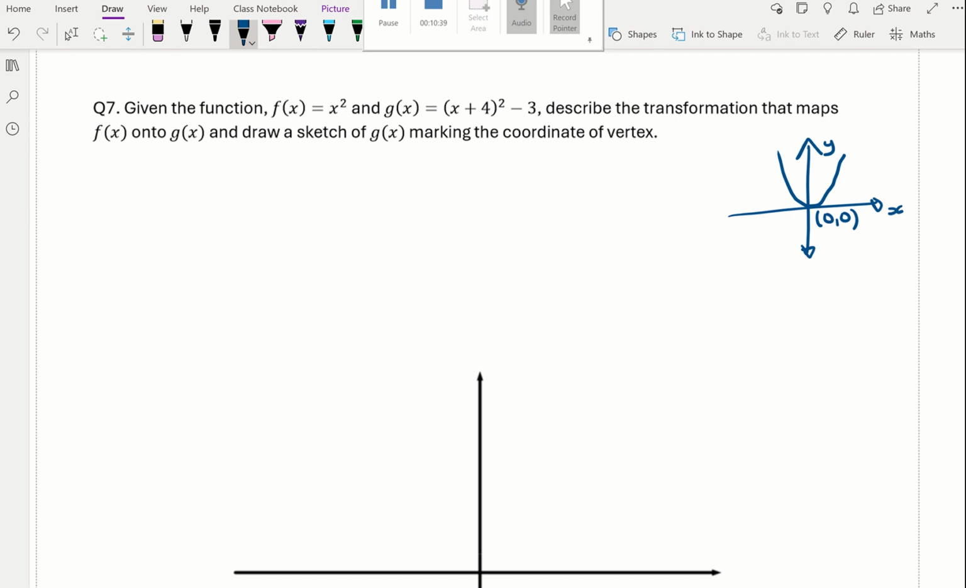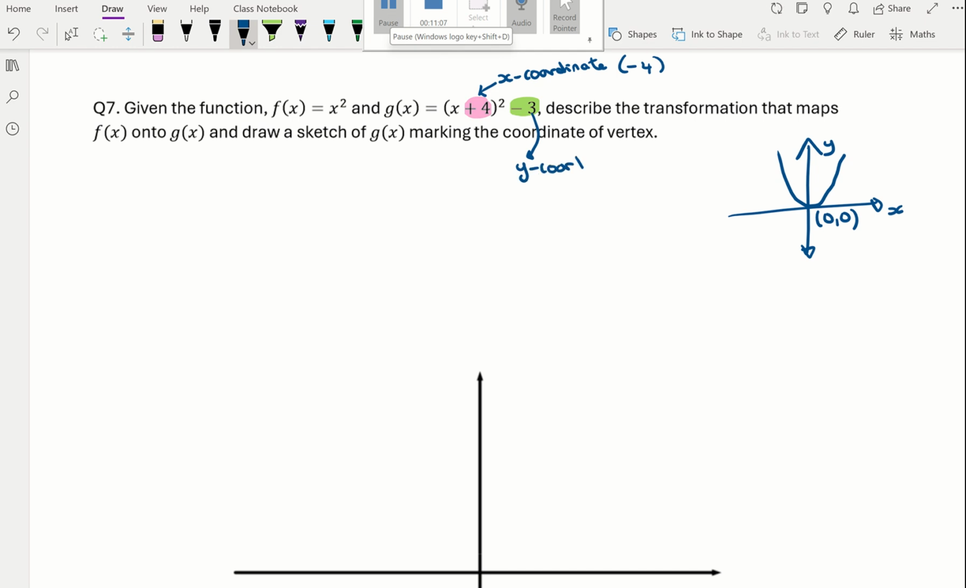Now, this is a transformation inside the brackets, so it only affects the x coordinate, and it does the opposite. So if this says plus 4, what you're doing is you're going to subtract 4 from the x coordinate. And this one is a transformation outside the bracket, so it affects the y coordinate only, and it does exactly what it says. So it's a minus 3. So 0 minus 4 is negative 4, and 0 minus 3 is negative 3.